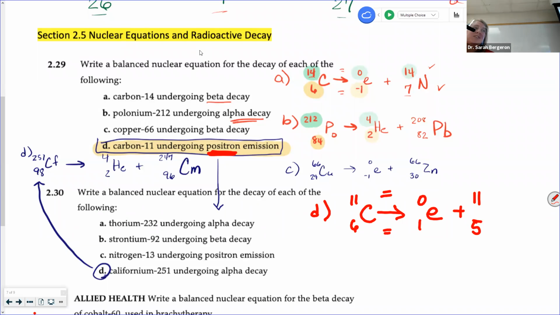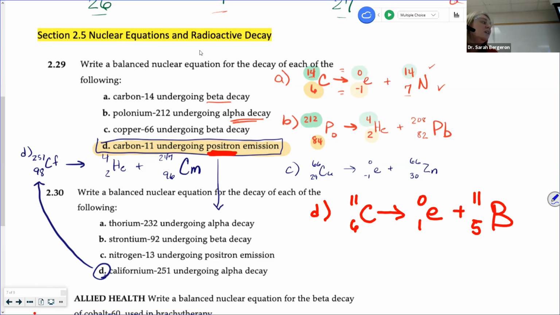All right, now look on your periodic table. Am I looking for something that has a 5 or an 11? A 5, good, awesome. So which element has a 5? Boron. Y'all are so good at that. Okay, good.